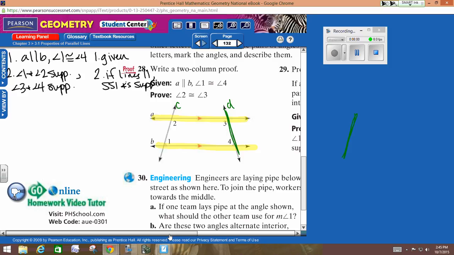So what do we want to do now? Micah, you have an idea? 2 and 3? Where? Where?